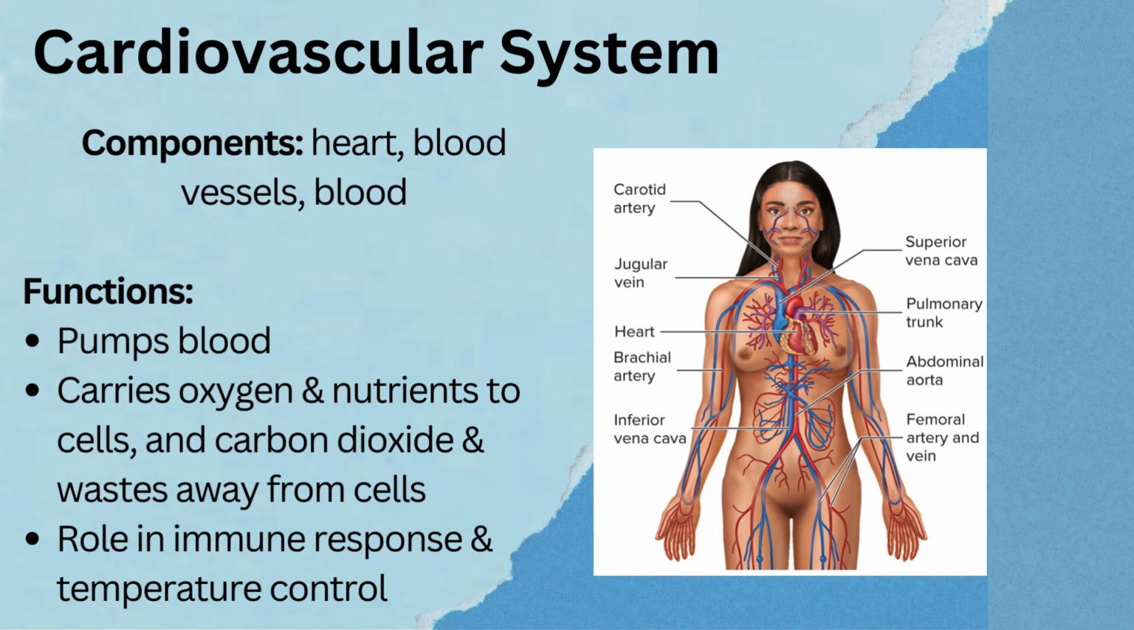The sixth body system is the cardiovascular system. It's made up of the heart, blood vessels, and blood. It functions to pump our blood, which carries oxygen and nutrients to our cells and carbon dioxide and wastes away from our cells. It also plays a role in the immune response and temperature control.